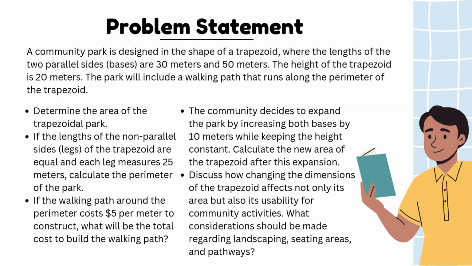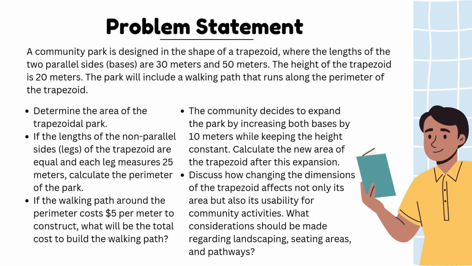Now, here is an example of a problem statement that I have provided. This question is about a trapezoid-shaped community park. Some of the information is, for example, 30 meters for one base, 50 meters for the other base, and 20 meters for the height of the trapezoid park.